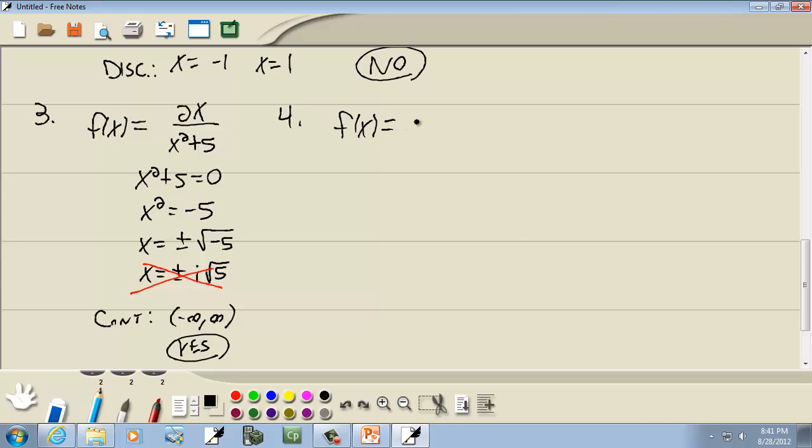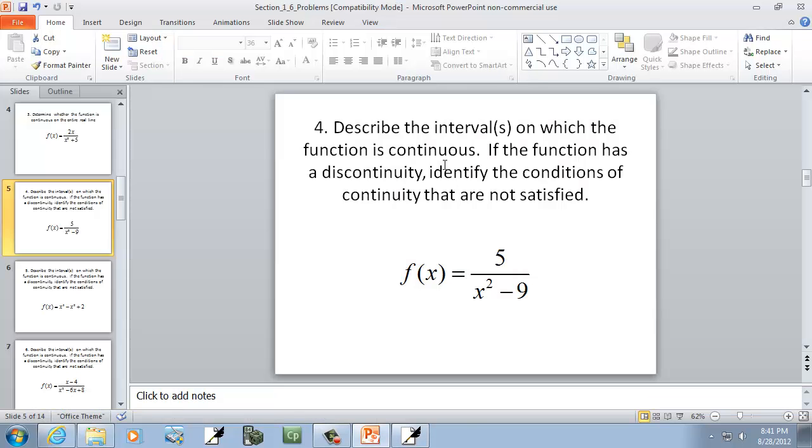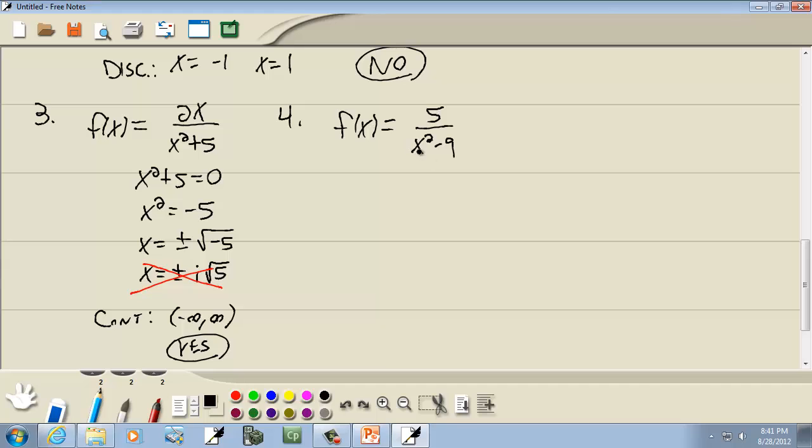It's really easy to work these kind of backwards. We're going to find out where it's discontinuous. Well, we've already talked about fractions. Set your denominator equal to 0. So I'll set x squared minus 9 equal to 0. And I'll factor this using the difference of two squares. So it factors as x plus 3 times x minus 3 equal to 0.